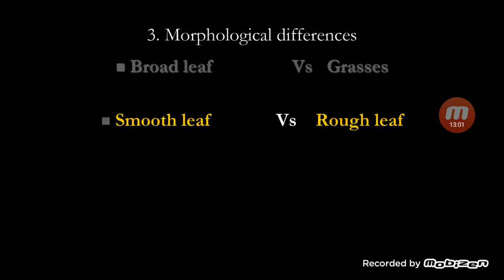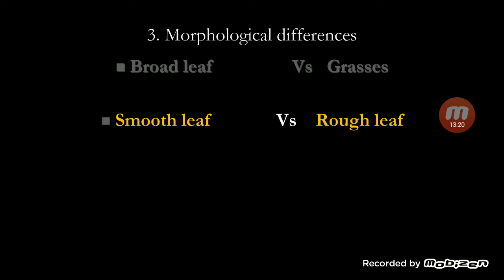Smooth leaf versus rough leaf. Now, in case of broadleaf or in case of grasses, if the plant has a rough leaf, then the herbicide will stand on the leaf. If the plant has a smooth leaf, the herbicide immediately falls down on the soil.